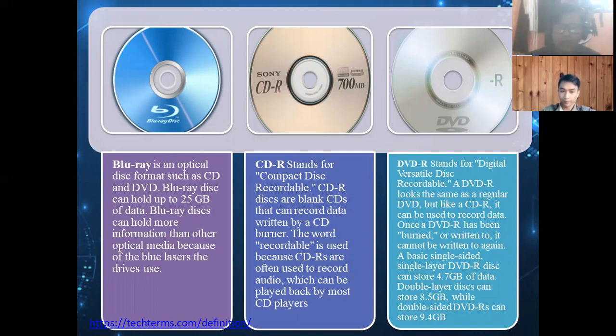And next is CDR. CDR stands for compact disc recordable. CDR discs are blank CDs that can record data written by a CD burner. The word recordable is used because CDRs are often used to record audio, which can be played back by most CD players.